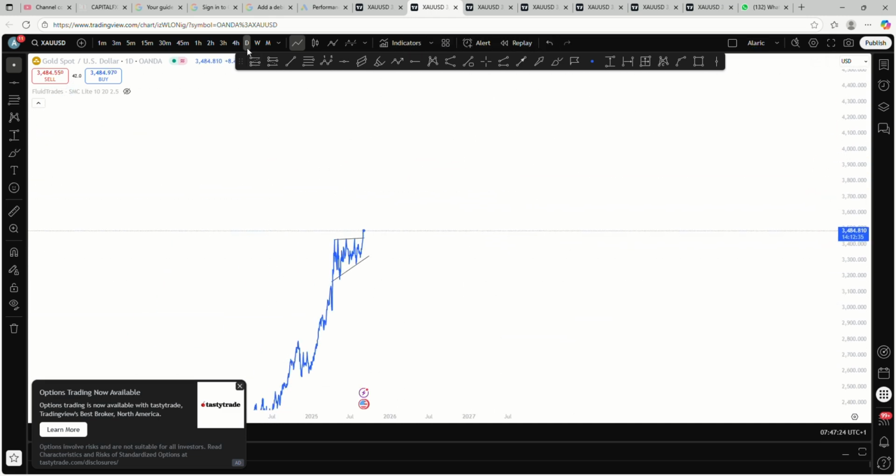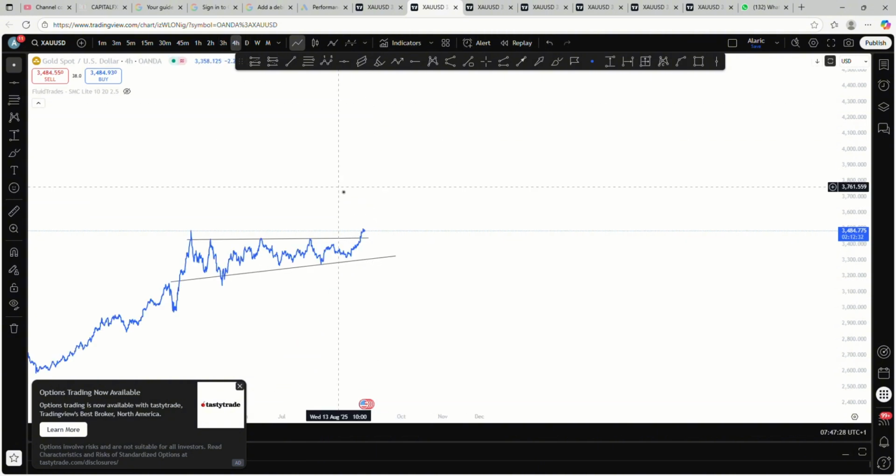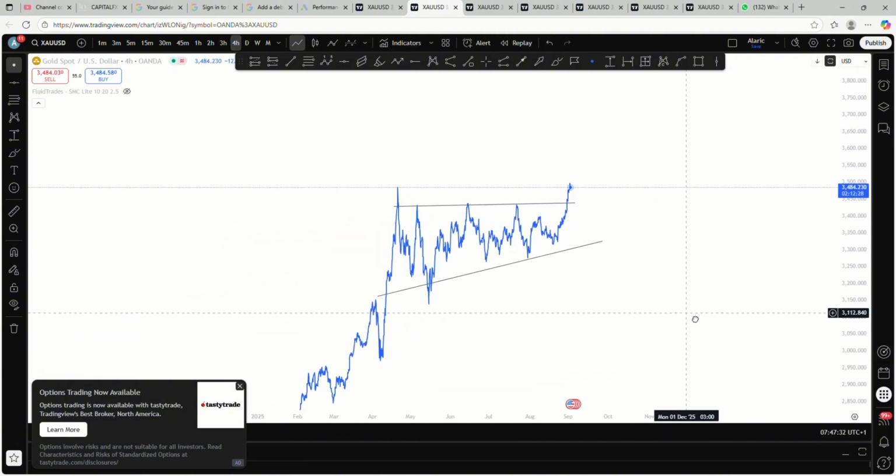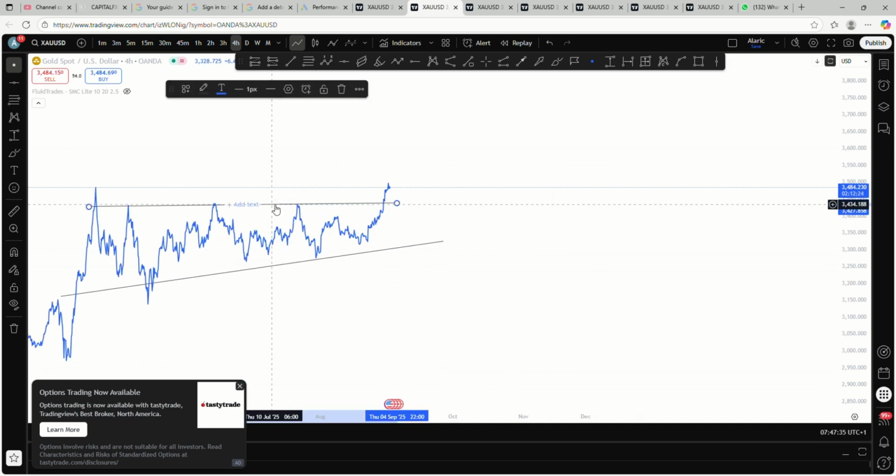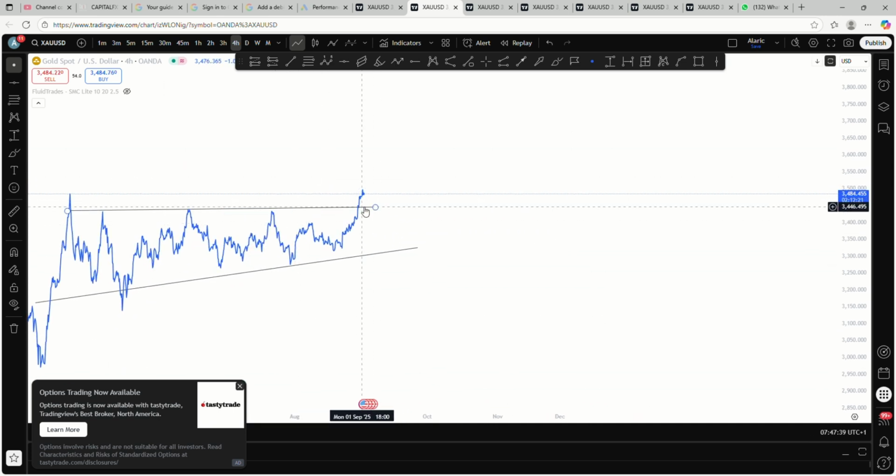So now, we have been on a daily time frame level. Let's now go to the 4 hours time frame. On the 4 hours time frame on gold, you can now see that gold has successfully broken above this zone.